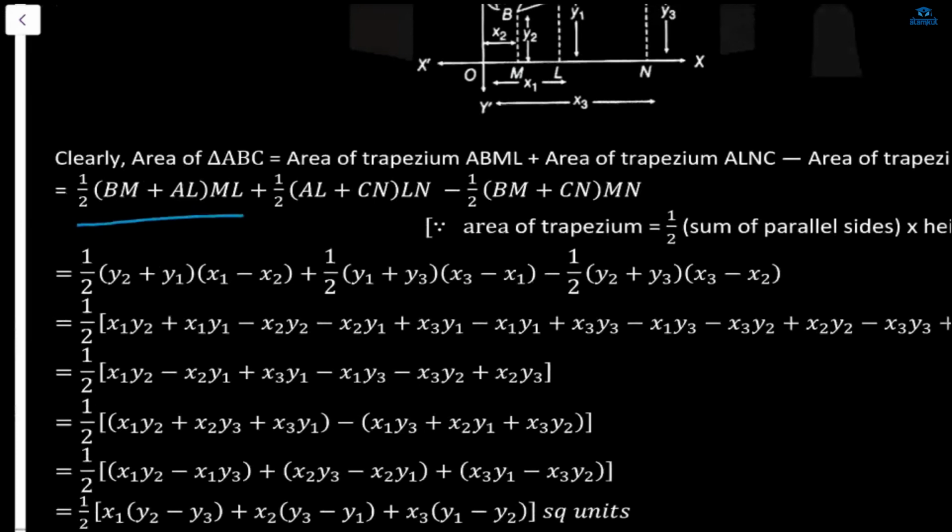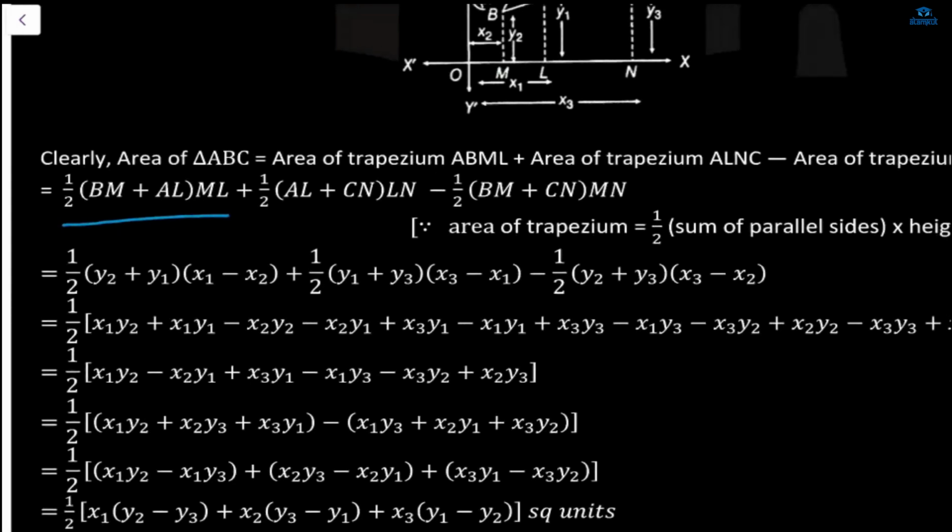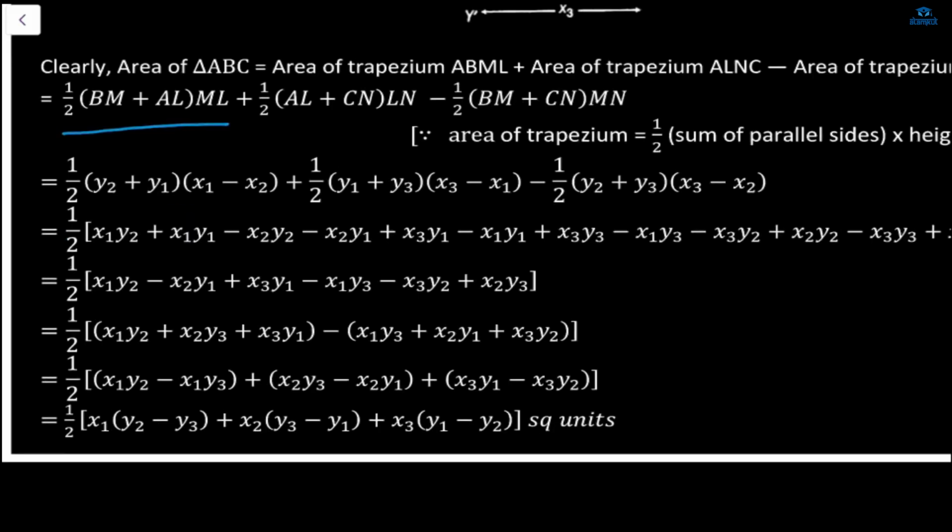Now we are going to multiply it, and then you will have terms. Many terms will get cancelled here. Finally, after excluding all the common terms with plus and minus signs and cancelling, you'll get half into X1 Y2 plus X2 Y3 plus X3 Y1 in one bracket, minus X1 Y3 plus X2 Y1 plus X3 Y2. From here also you can find your area, but the final form that you will see is that the area of the triangle is given by this one.